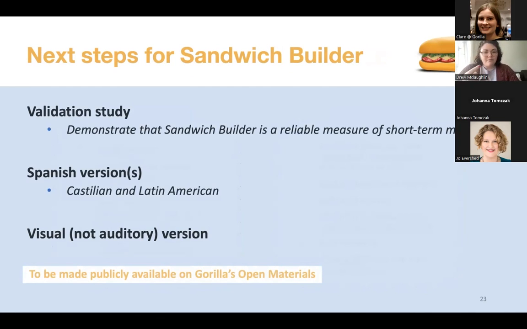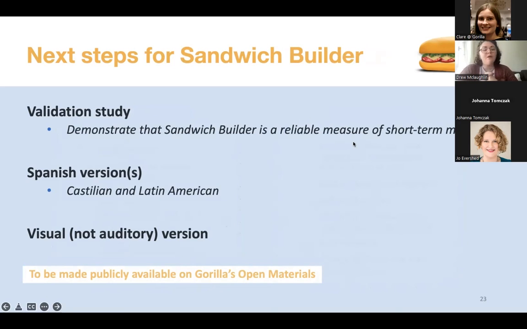As part of the Gorilla and Prolific grant, I will be validating Sandwich Builder. So to actually demonstrate that this is a good measure of short-term memory and that it's reliable. So I'm going to be doing that as an online experiment, hopefully soon. I'm getting ethics approval soon. And I plan to make Sandwich Builder available on Gorilla's open materials so that anyone can just plop it into their experiment.